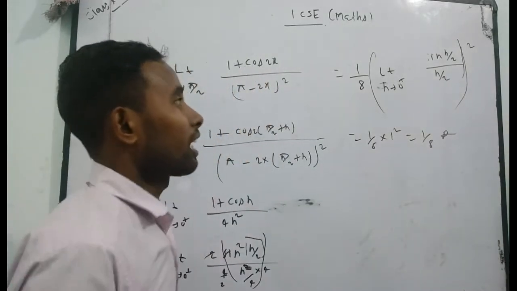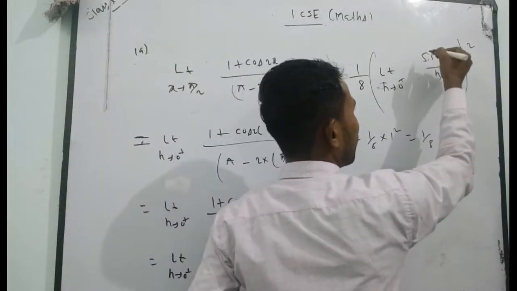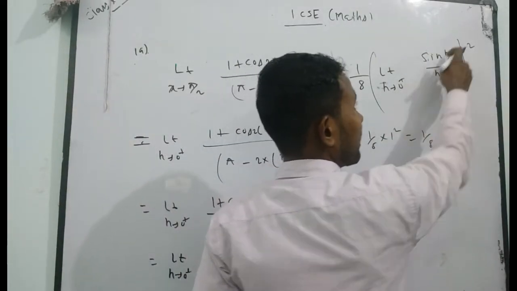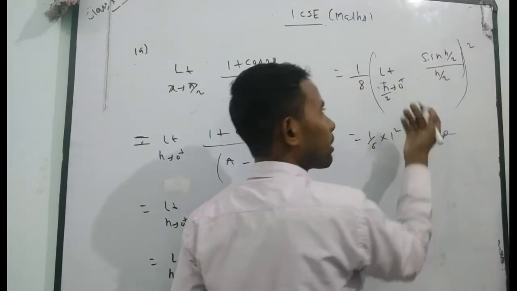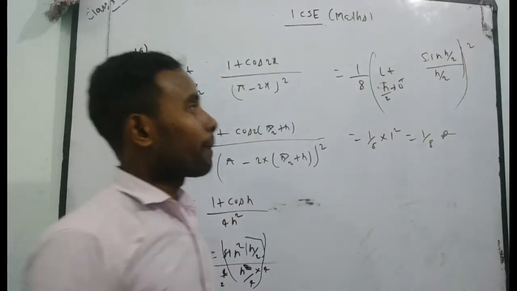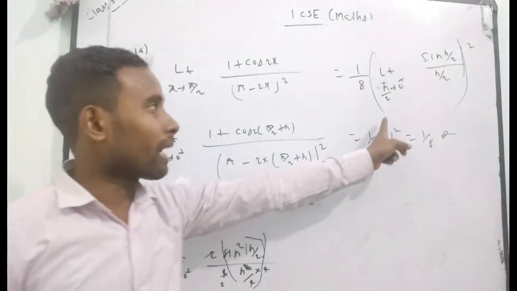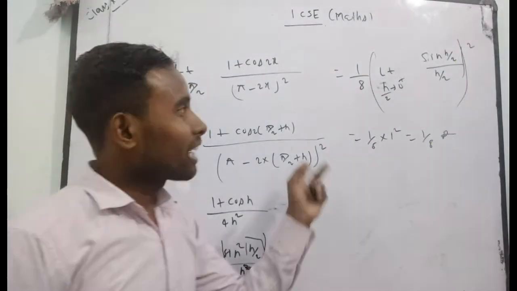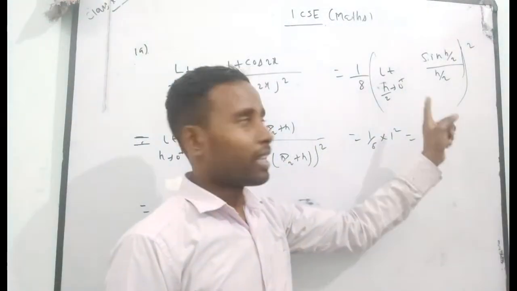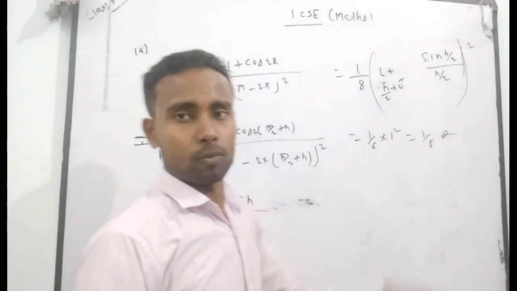I think you understand. Now you can write another question also. How can you write? Because there is h by 2 and there is h by 2, there is h and there is h by 2. So you can take here h by 2 because you know that if h approaches 0, then if you multiply h by any constant factor, the resulting value also approaches 0. Here I have multiplied by 1 by 2.